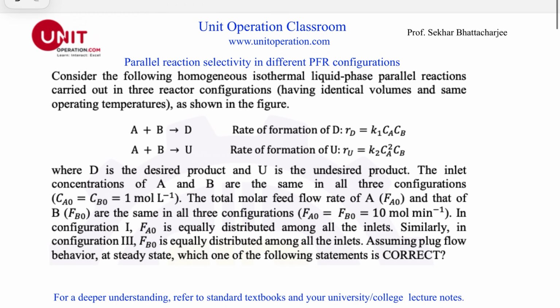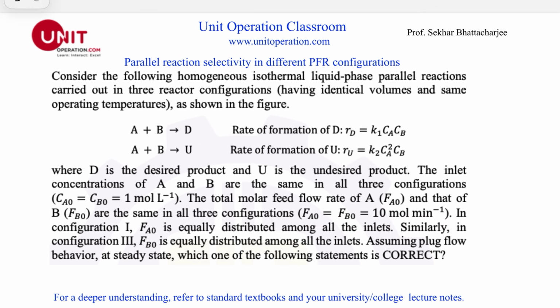What are the reactions taking place inside the reactor? The first one is A plus B giving D as the desired product, and the rate of reaction is first order with respect to A and first order with respect to B. The second, parallel reaction is A plus B giving an undesired product U. Here the rate of reaction is second order with respect to A and first order with respect to B. That's what it says. And CA0 is 1 mole per liter, as we have discussed, and FA0 is equal to FB0, 10 moles per minute.